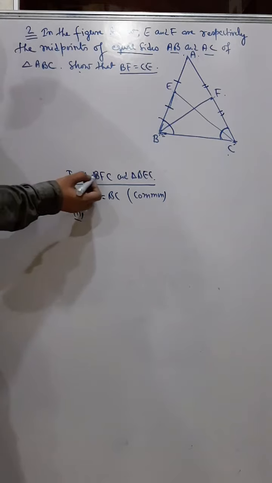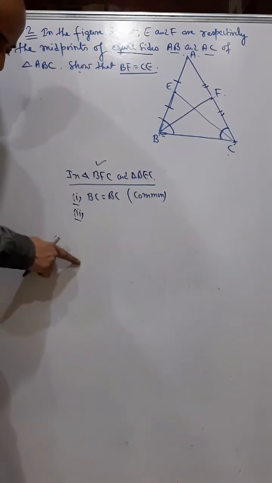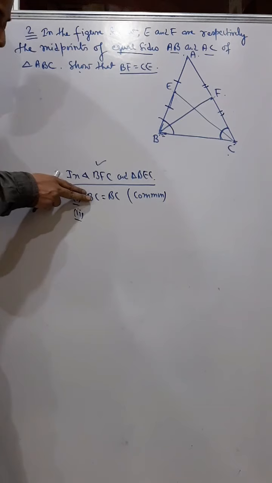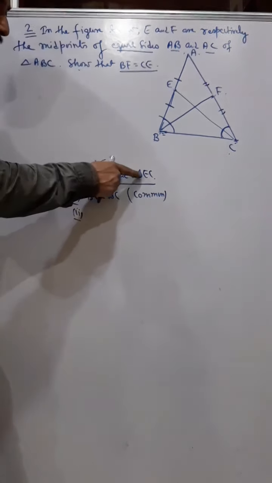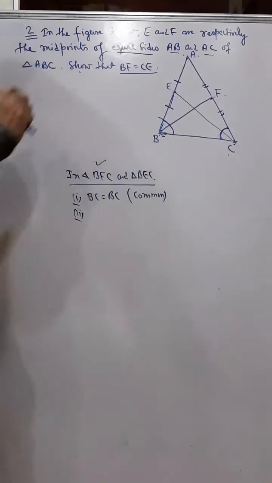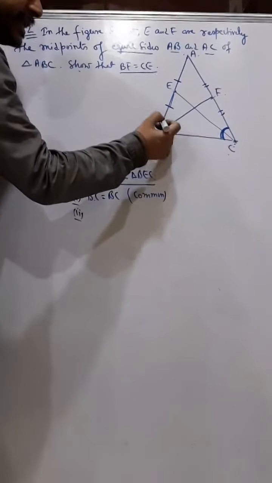You see what I have written here first: I have written BFC first, and then triangle I have written BAC. In all these three points you will always write the parts of triangle BFC first and the parts of triangle BEC second, at the last. So first one, BC equals BC. Now second, BFC: in BFC this angle C, and in BEC this angle B is equal.